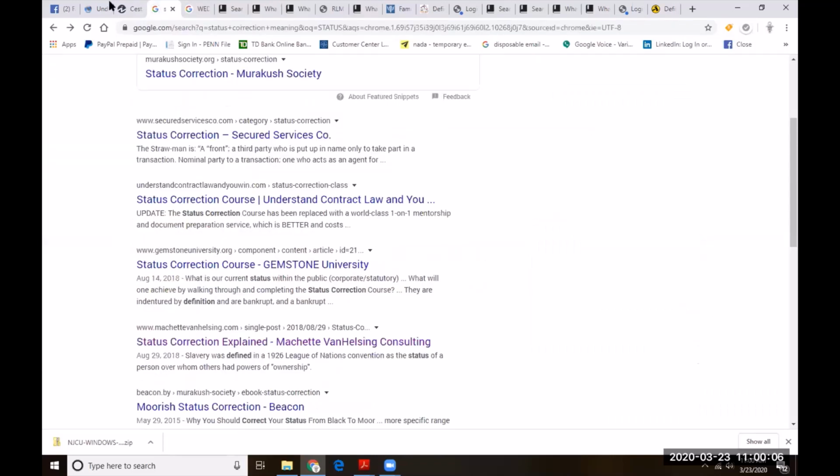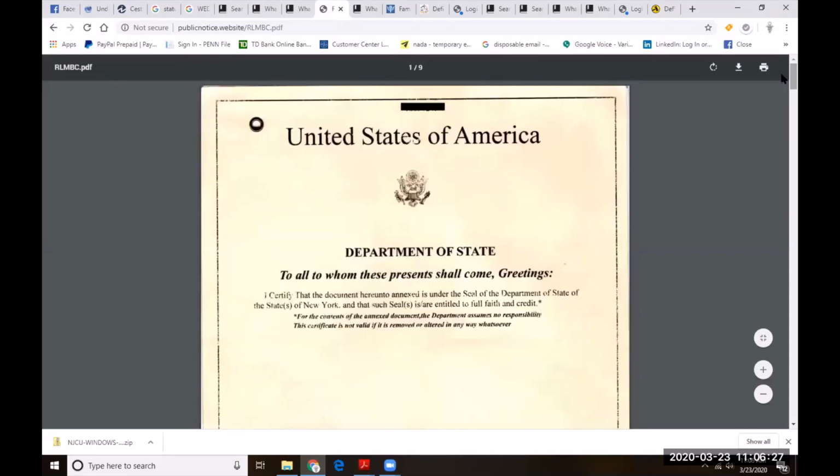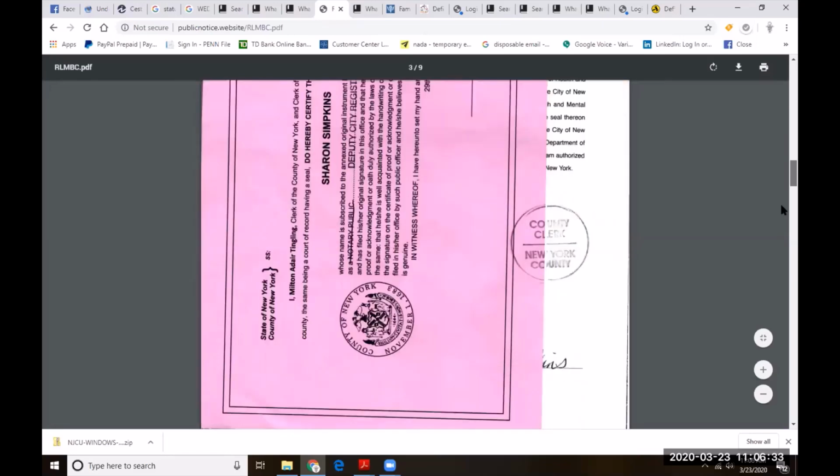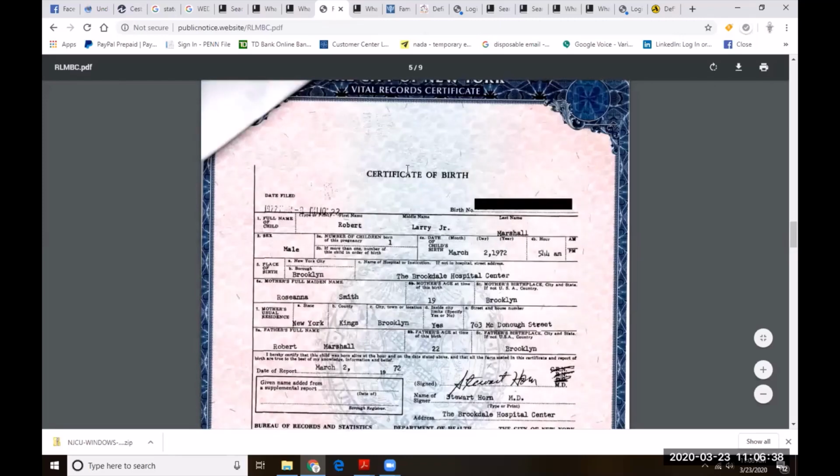I want to show you: do your status need to be corrected? And if so, what in the hell are you actually correcting? Let's go to the document. Let's start here. This is an authenticated birth certificate. And when you go to the actual registration, this was a registration of an event, a birth. And if you notice, it's not in all caps.